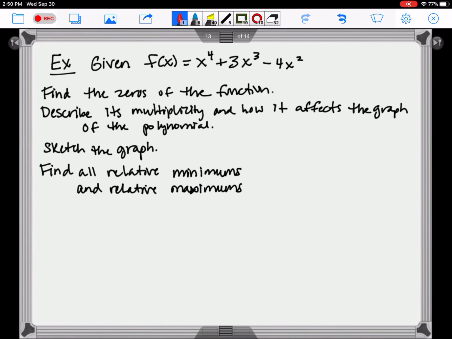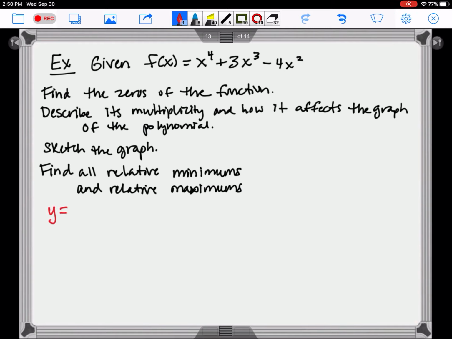All right, so let's take a look at this problem. And this will be our last screen, and it's going to take us through everything. We've got to be able to find the zeros. We've got to talk about the multiplicity and how it affects the graph of your polynomial. Give a little sketch of the graph, and then we'll use our calculator to calculate the relative minimums and relative maximums.